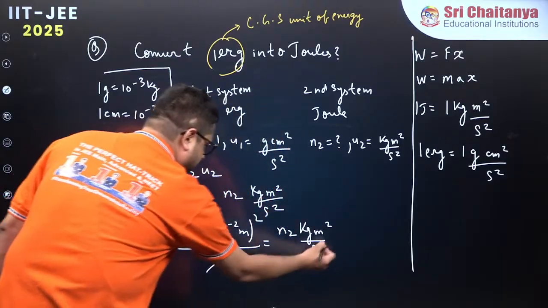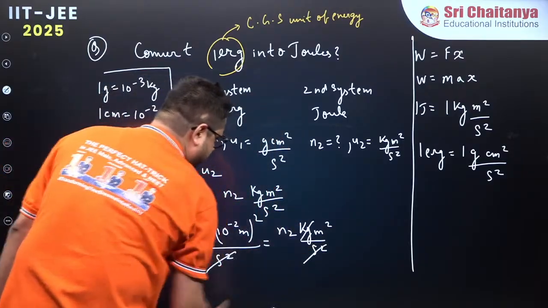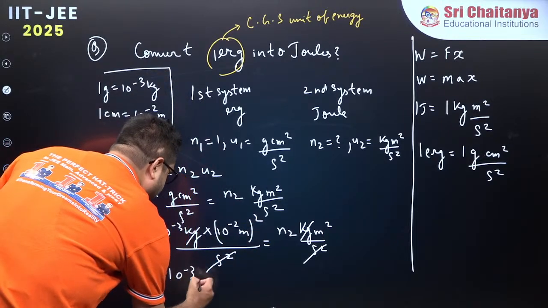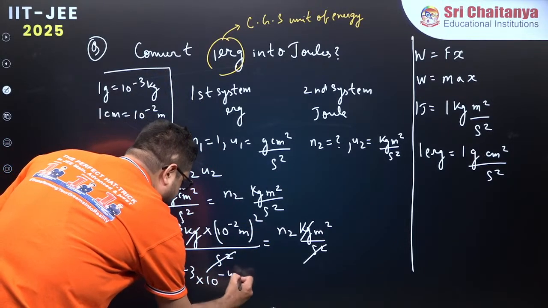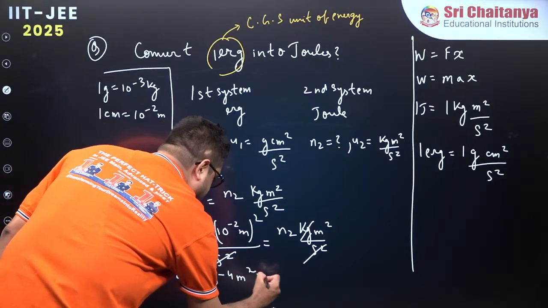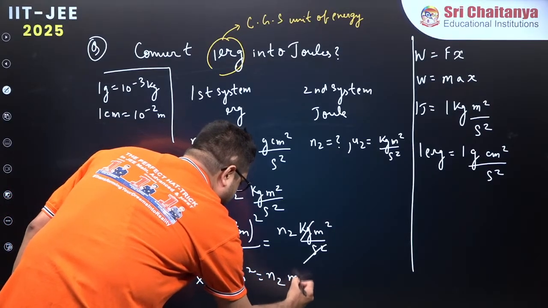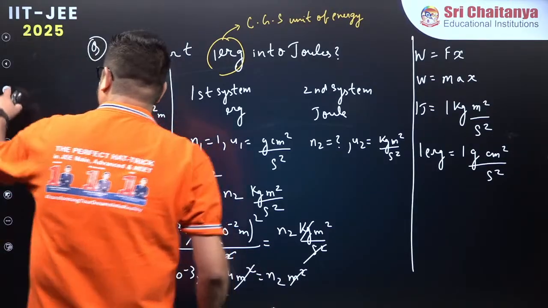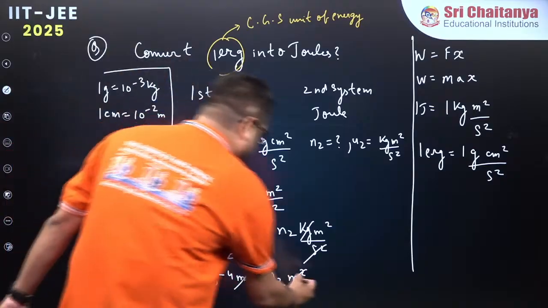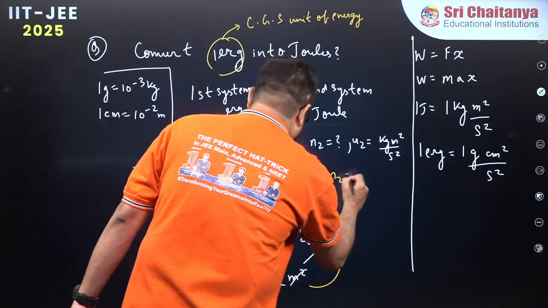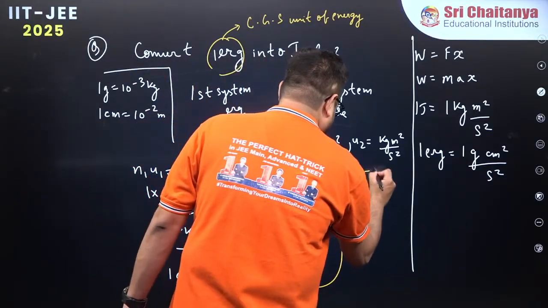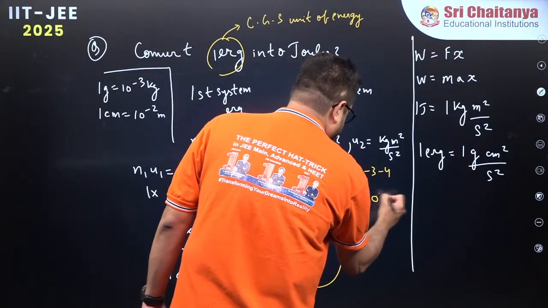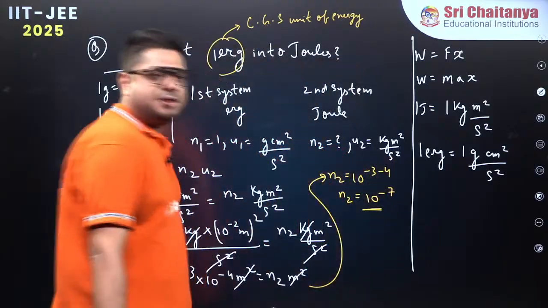So the second square will cancel out, kgs will cancel out, and here I will get 10 to the power minus 3 into 10 to the power minus 4 meter square equals N2 times meter square. This meter square will also cancel out. So as a result, I get the value of N2 as 10 to the power minus 3 minus 4. Everyone knows the multiplication of the exponents. So I will get N2 as 10 to the power minus 7.